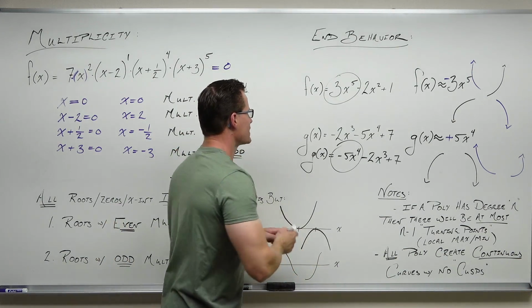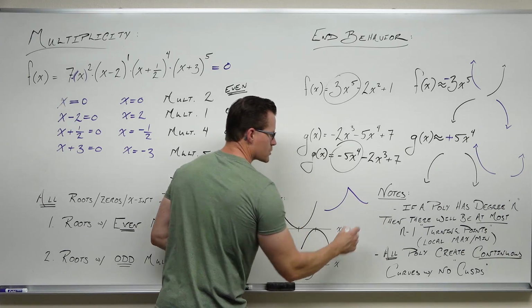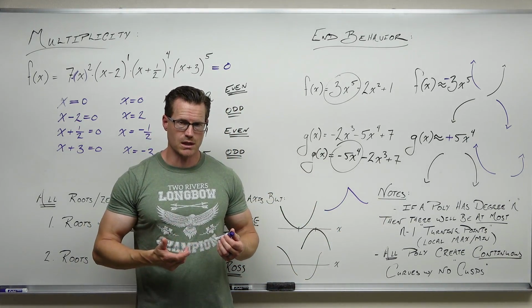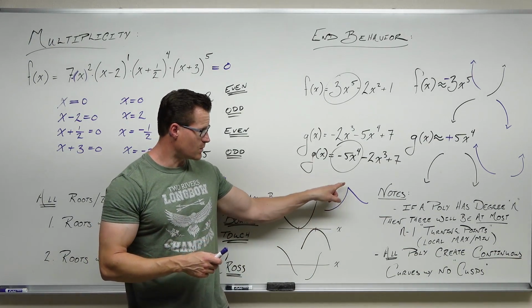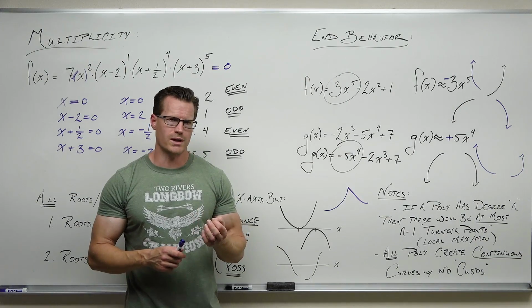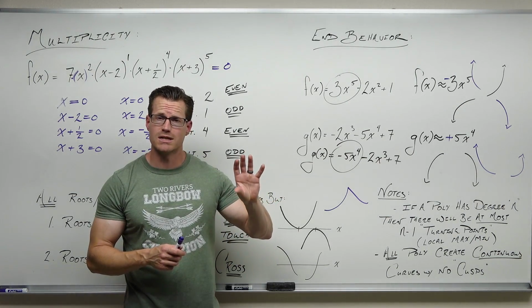It'd be like going like this, and then a sharp point. There's no room for that in polynomials. They're not that interesting. So every polynomial creates a continuous curve with no cusps, no sharp points. That means they are continuous everywhere, and also later on in calculus, they're differentiable everywhere.